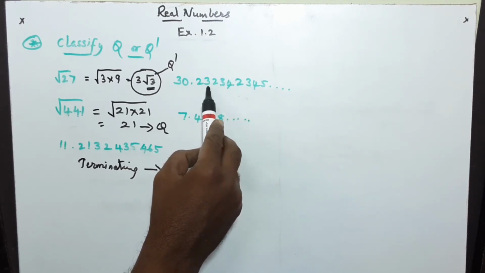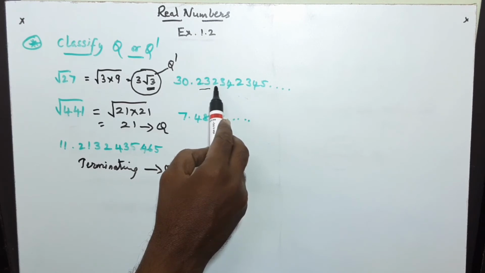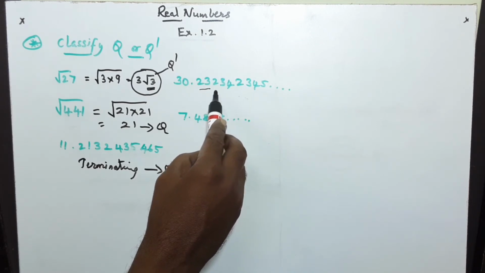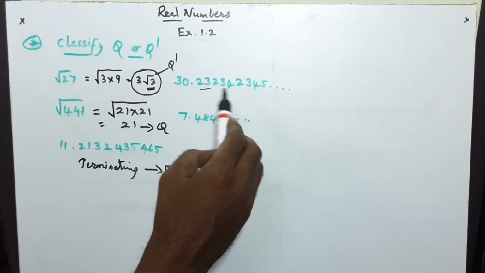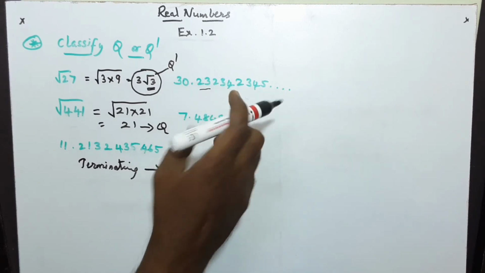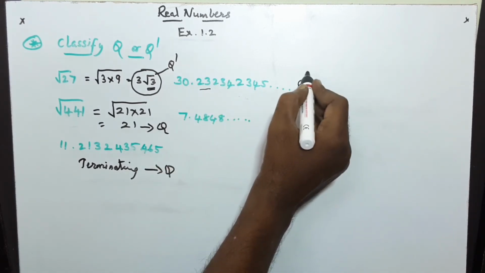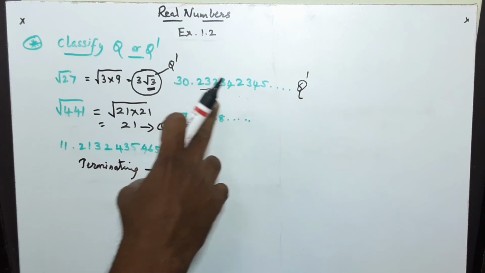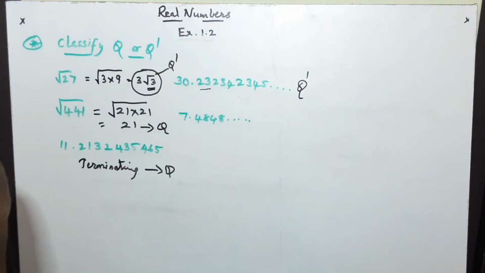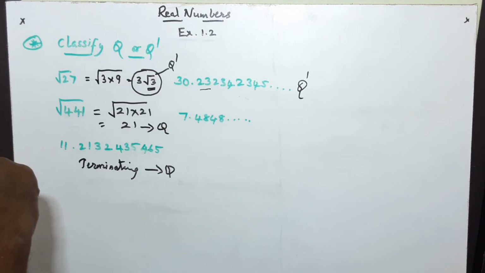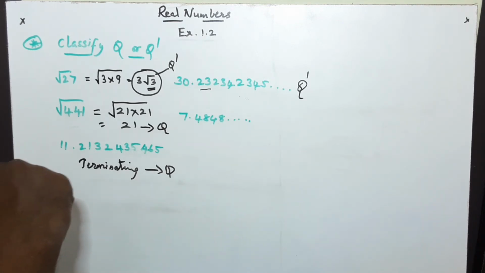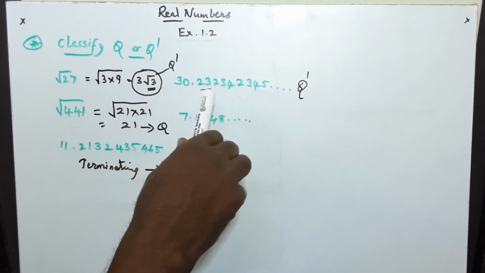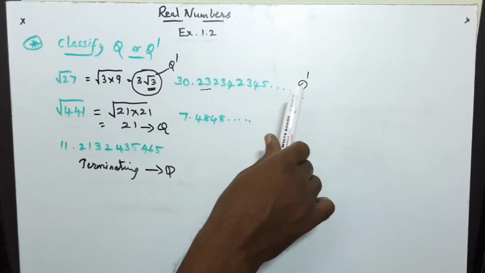23234234. See, the same number is not repeating; 23 is not repeating here, next 234, then 2345. So it is a non-terminating and non-recurring decimal. Non-terminating and non-recurring decimals are said to be irrational numbers. In the previous introduction of exercise 1.2 we learned what an irrational number is: nothing but a non-terminating and non-recurring decimal. Such numbers are said to be irrational numbers. So it comes under non-terminating and non-recurring decimals. Therefore it is an irrational number.